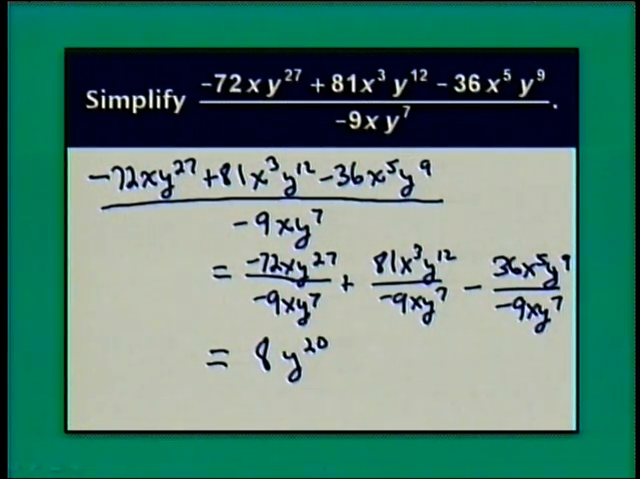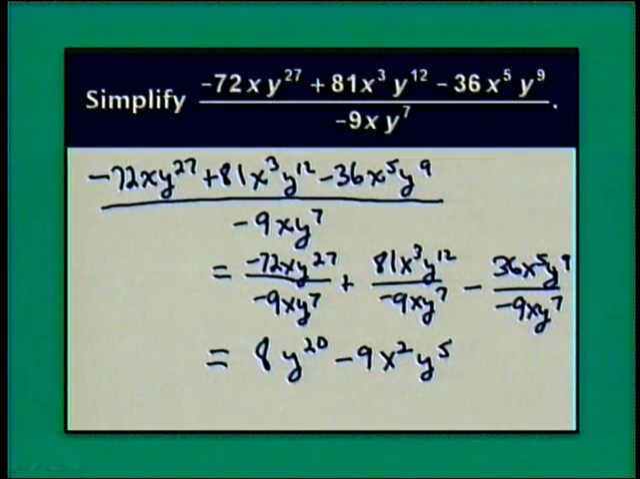How about my middle term? Well, let's first think about the coefficient. 81 divided by -9 is -9. I need to add -9, so that's the same as subtracting 9. X cubed divided by x, that's 3 factors of x, take away 1 factor of x, leaves behind x squared. Y to the 12th divided by y to the 7th is y to the 12 minus 7, which is y to the 5th.